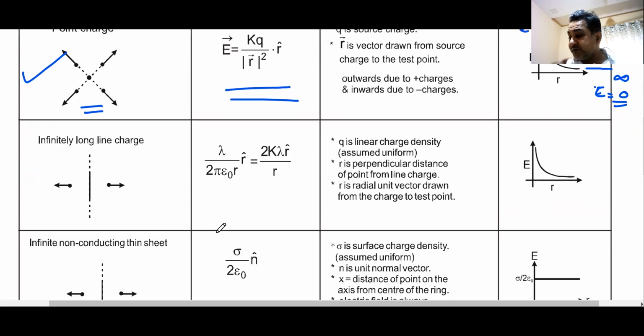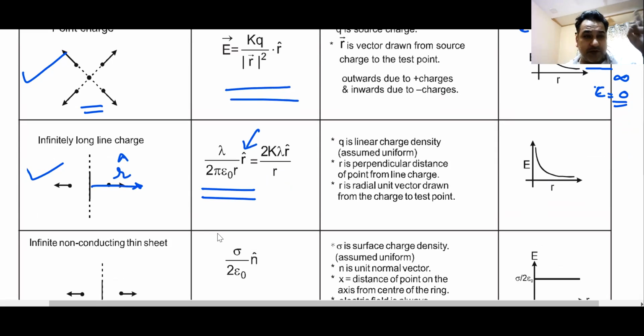Infinite long charge. You must know this formula. This is r unit vector. If you want to find it here, what you do, you draw a unit vector r like this. If it is positive charge, it will go along this line. If it is negative charge, it will come along this line. This is the electric field created by an infinite long charge.